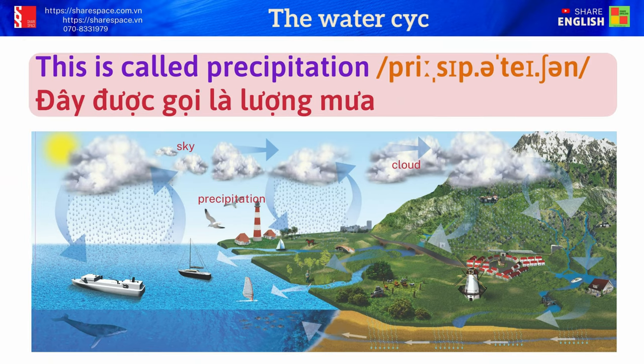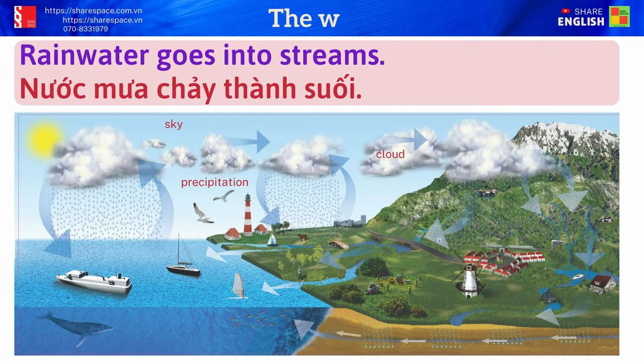This is called precipitation. Rainwater goes into streams.